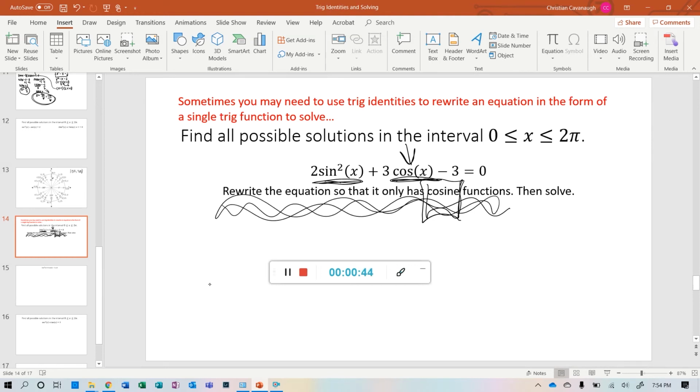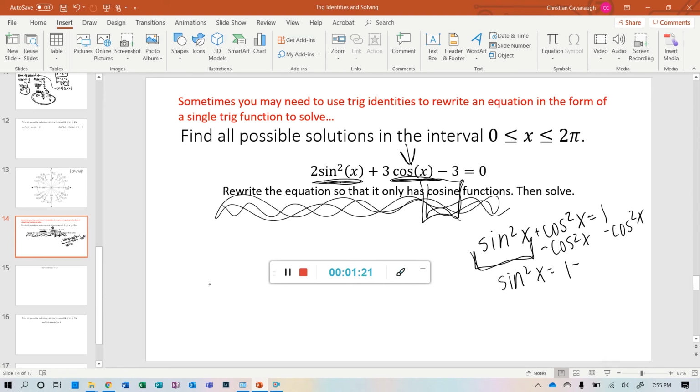However, when you have sine squared x, we have this handy trig identity here that says sine squared x plus cosine squared x equals 1. So that means there is a way to alter the trig identity to make that sine squared x turn into a cosine squared x, and then we'll have all cosines. So basically what we want to do is solve in terms of sine squared x so that we can replace it in the equation. So I'm going to subtract this cosine squared x over to the other side. And now I have sine squared x equals 1 minus cosine squared x.